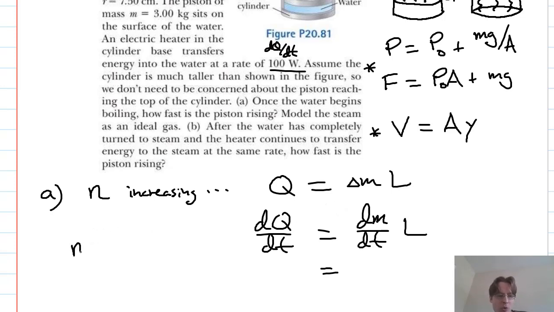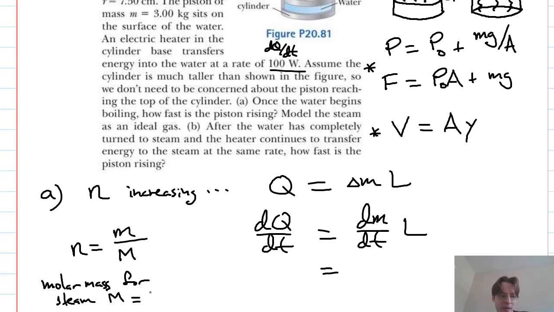The number of moles of something is equal to what mass you have of it divided by the mass per mole, capital M. That's molar mass for steam. M is about 18 grams per mole. That's how heavy the molecules are.